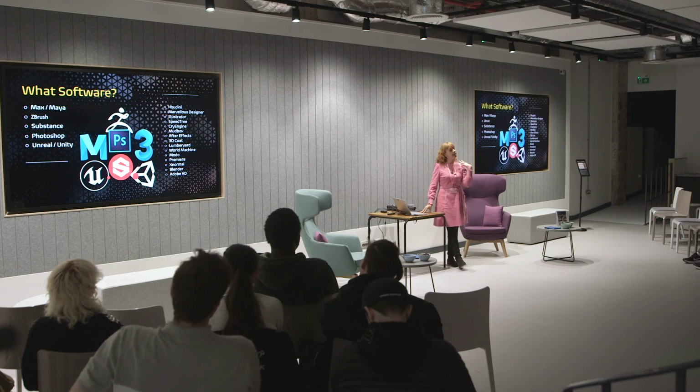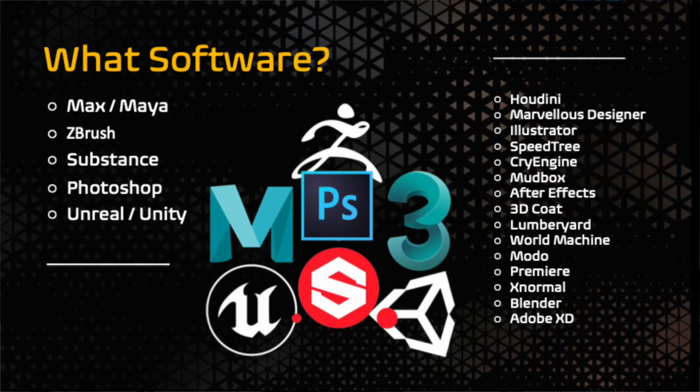Marvelous Designer is for creating fabrics and clothes, and that's really good if you want to be a character artist. Illustrator, like I said, if you want to be a UI artist. SpeedTree for creating organic trees. CryEngine is just another engine. After Effects, you probably know about After Effects, is where you create videos and then work on them, creating effects in them afterwards. You'd probably use some of that. 3D Coat is good for rendering your work and making it look really beautiful. Again, Lumberyard, another engine.